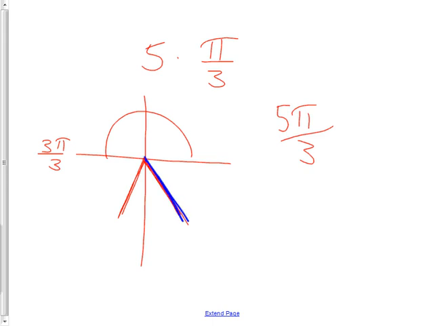Okay. And then did you draw a triangle like this blue triangle? And then did you label this angle as the reference angle? What would it be labeled with? It's not 5 pi over 3. Yes, pi over 3. Very good.